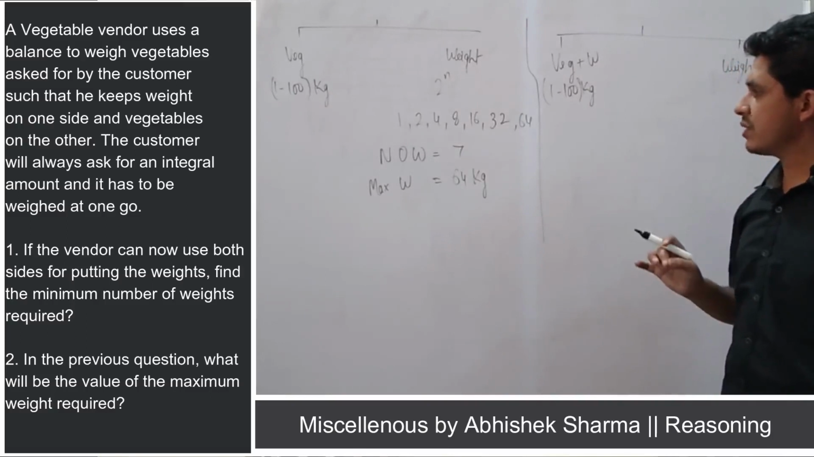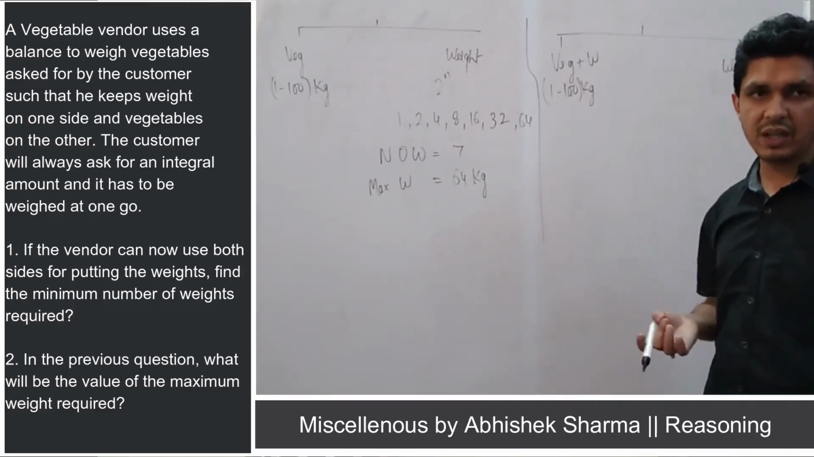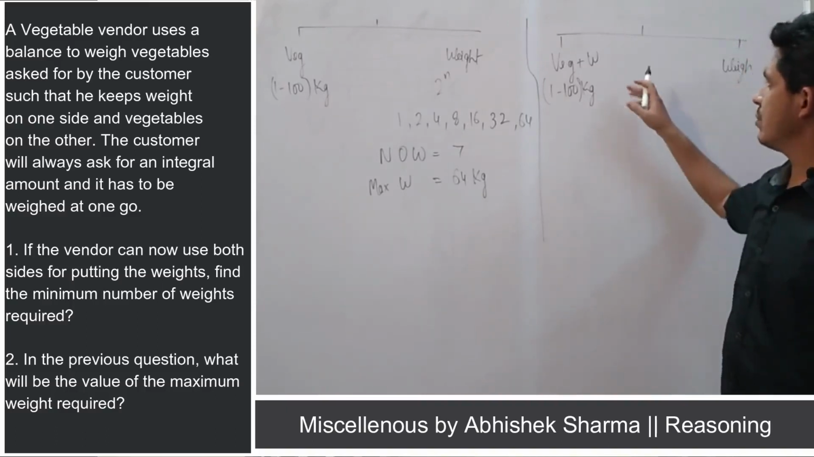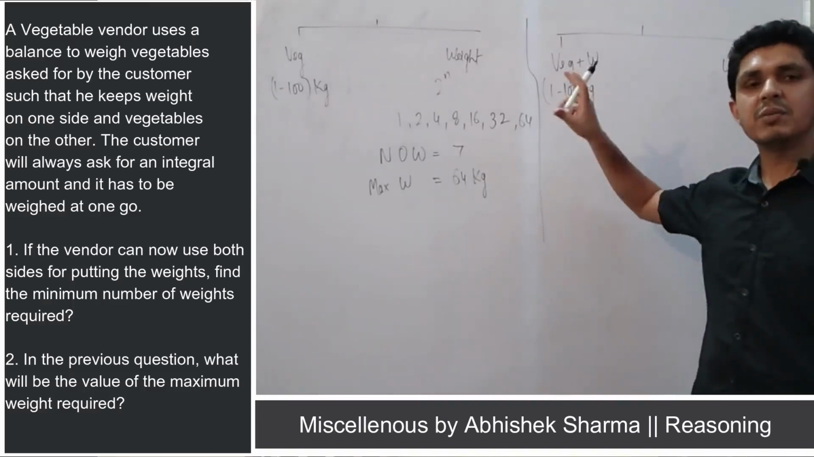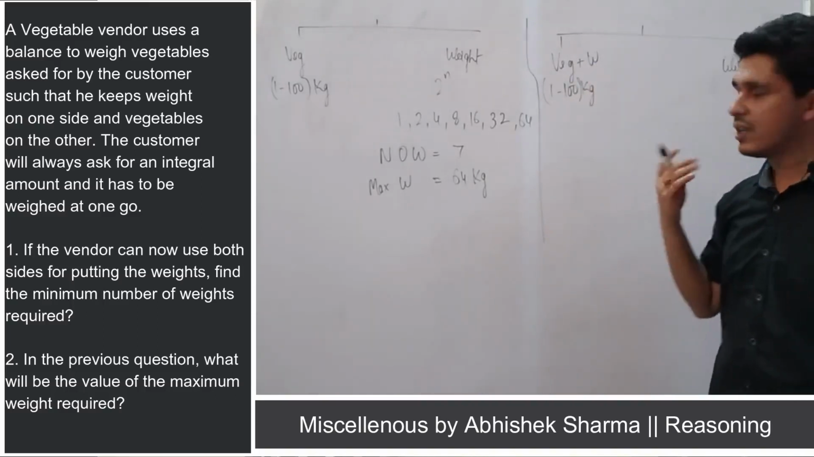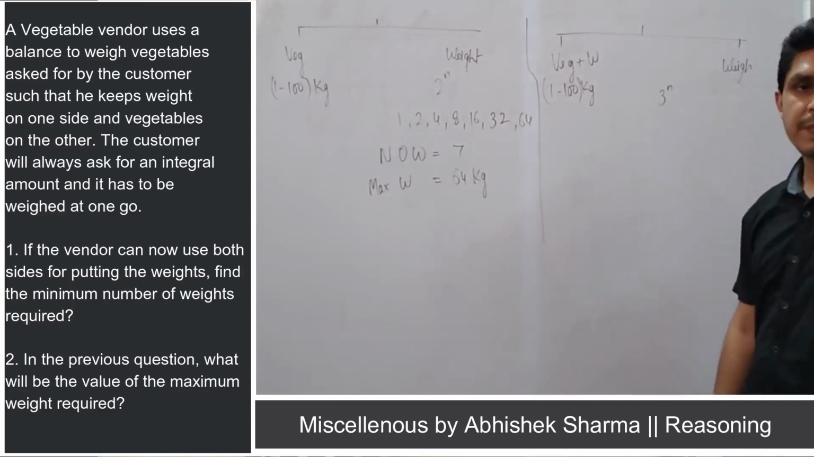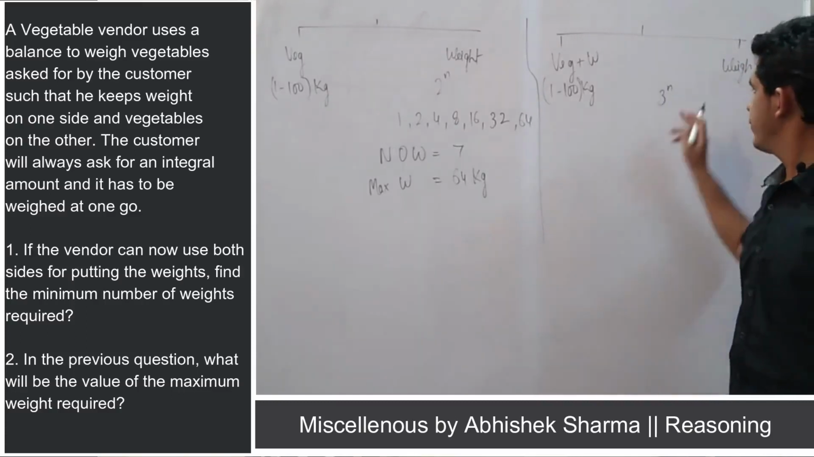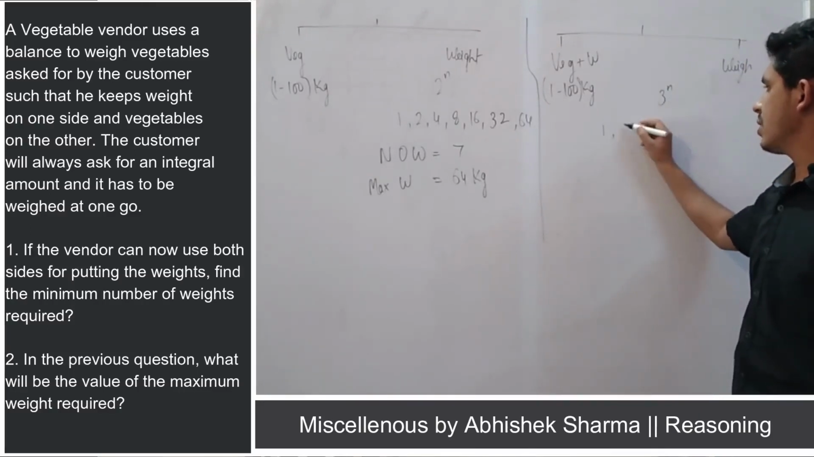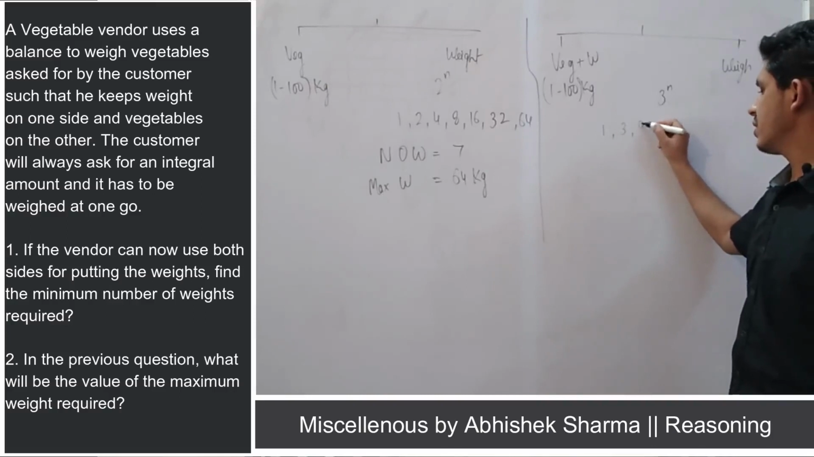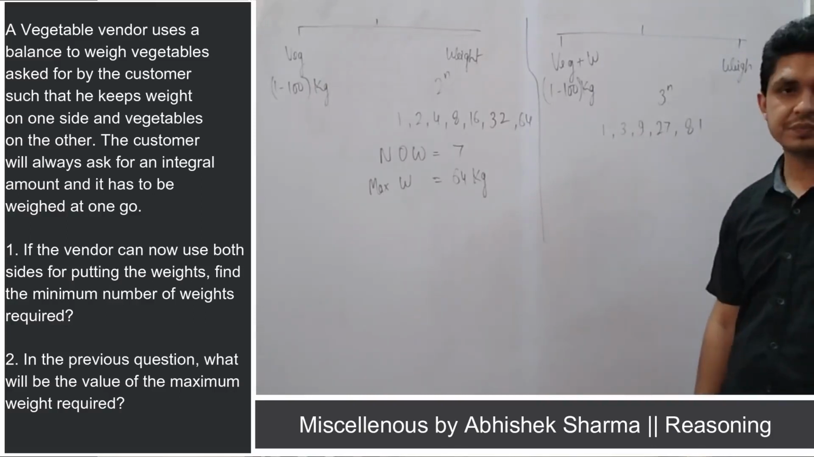So the same question is what will be the number of weightings required and what will be the maximum number of weighting. So whenever the scenario is the vegetable vendor uses weight on one side and vegetable and weight on other side, this scenario depends on 3 to the power n, right? So if we put the value of n, so 3 to the power 0 will be 1, 3 to the power 1 that is 3, thereafter 9, thereafter 27 and thereafter 81.